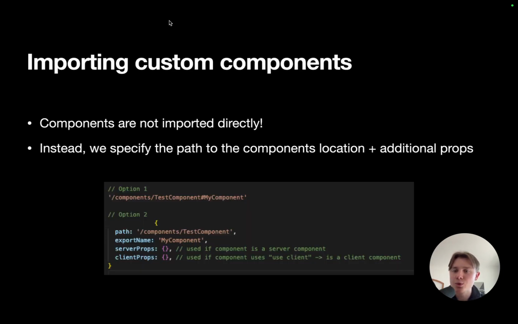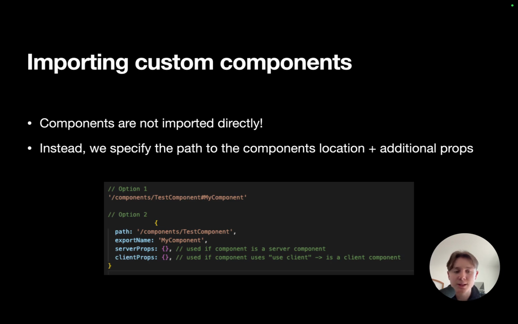Now, the question is, how do we import those custom components? And this is something where you have to watch out, because we do not import components directly into the Payload config anymore. This used to be the case in version 2, but since then we've switched to just specifying the path to the component as a string, because Payload now optimizes and removes unnecessary imports. So if we want to import a component, we have two options. The first option is very straightforward and simple. We can just pass it the path to the component as a string.